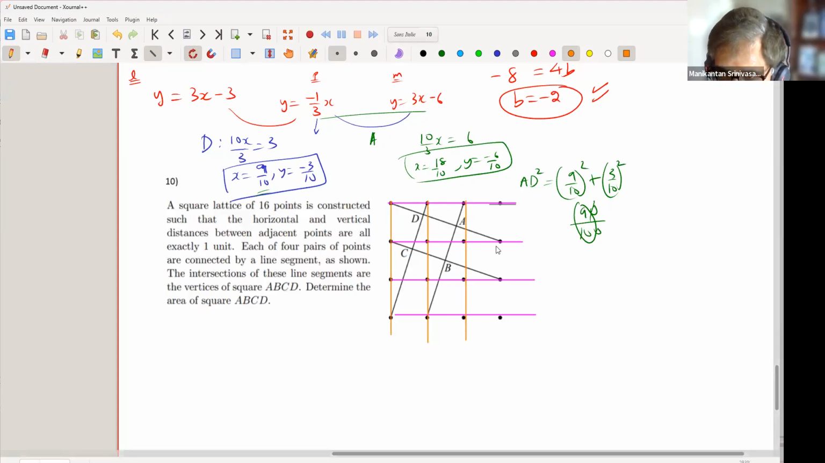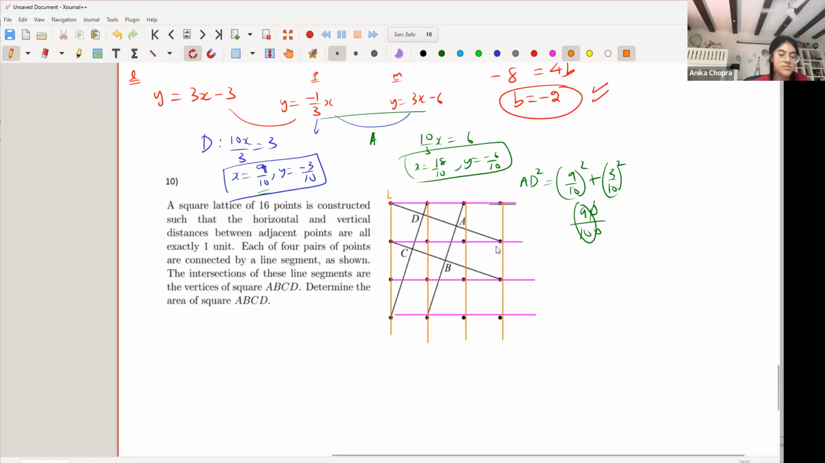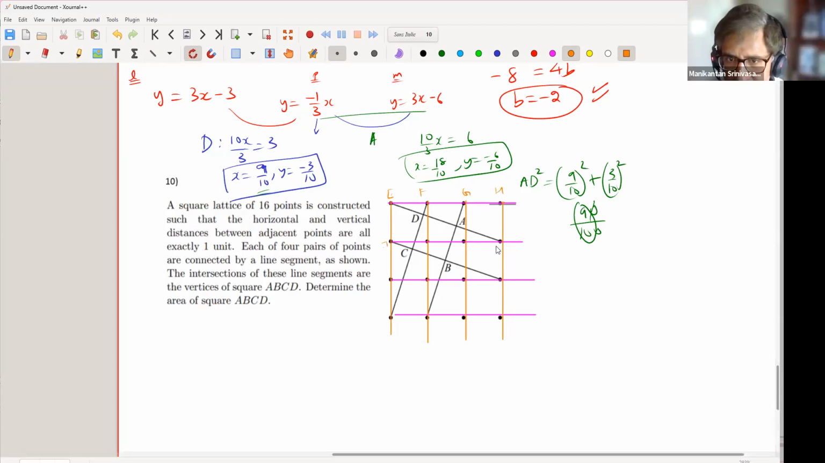Okay, go ahead, Anika. Yes, so should I label all of these points? Yeah, probably, I think you should label them. Have you labeled them in a certain way, or shall I just randomly go? I've not labeled them, I've just done it without labels. All right, E, F, G, H, I, J. I'll just keep going. Okay, continue, please.